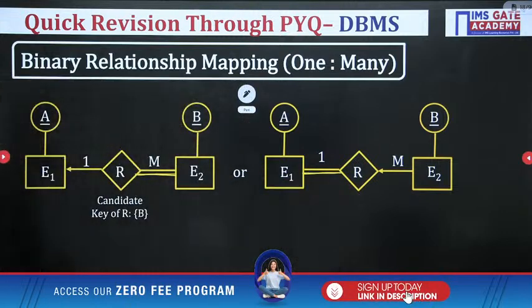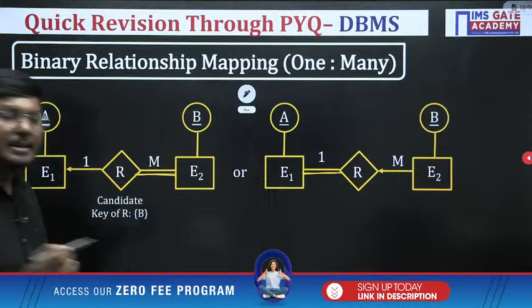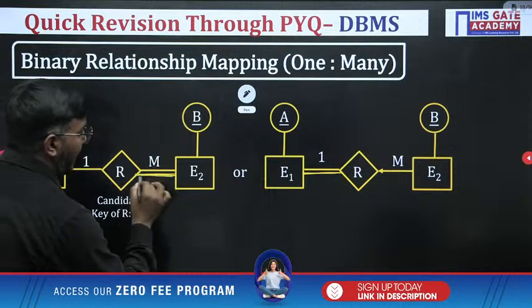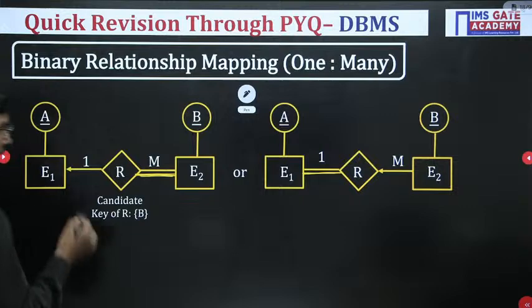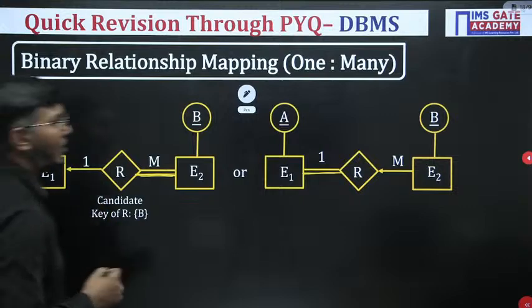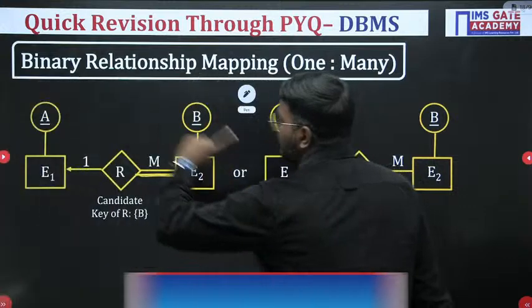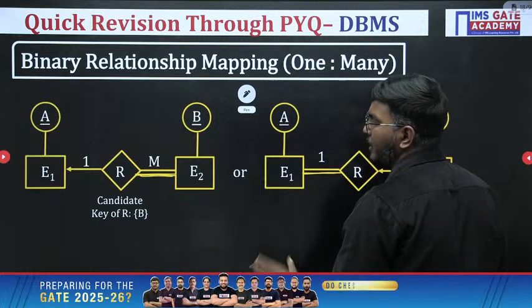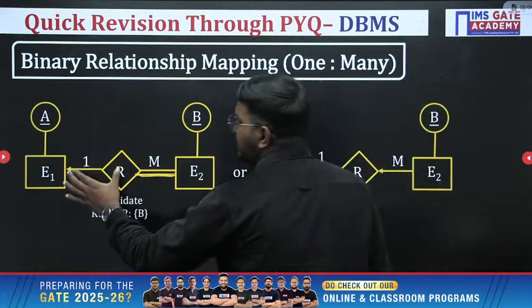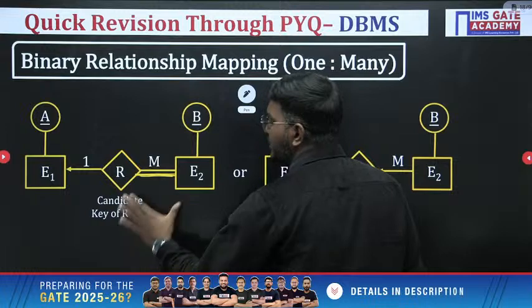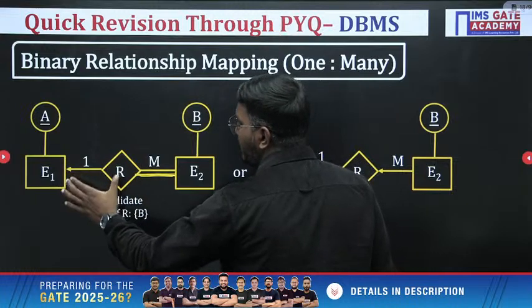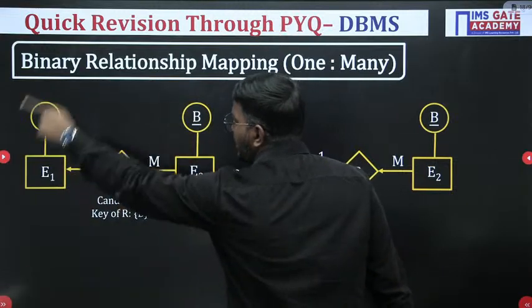Then again see here. If we are having a full participation towards the many side, then again we understood in the classroom that if you try to merge them into a single table, then what will happen? We will lose the partial participations towards the E1 side. That's why here it is not possible to merge the R into a single table.